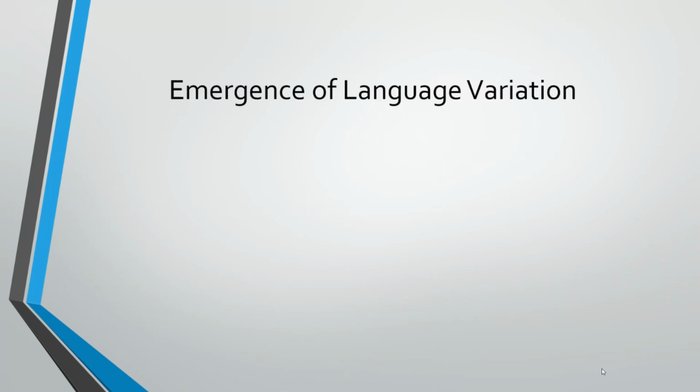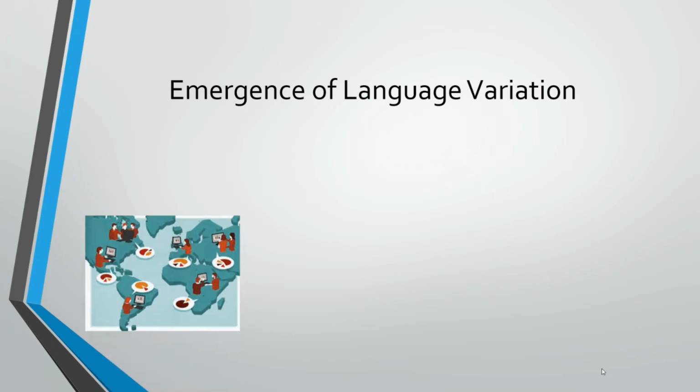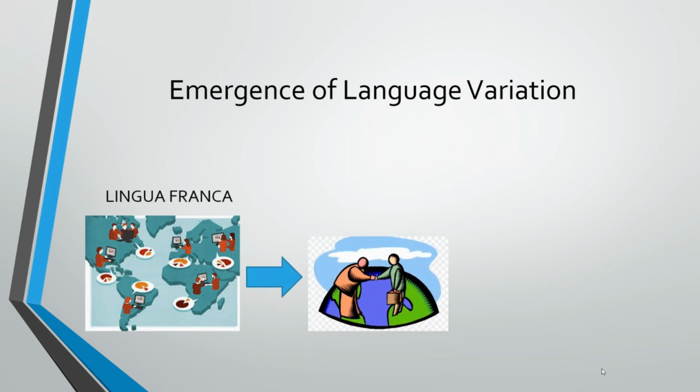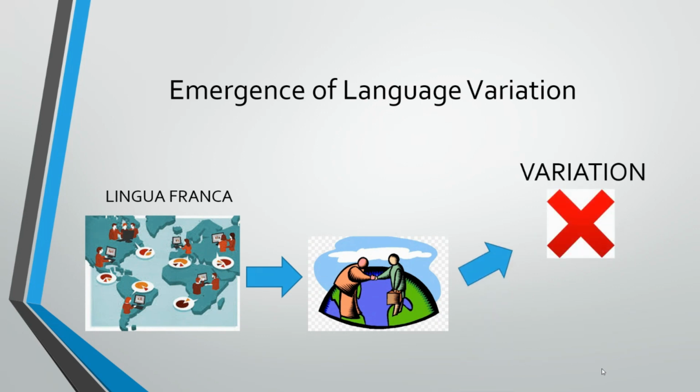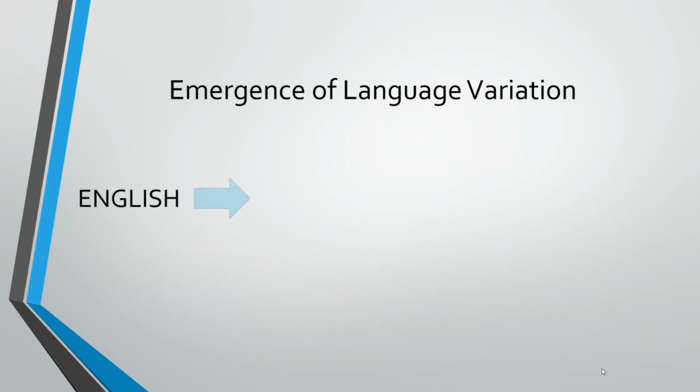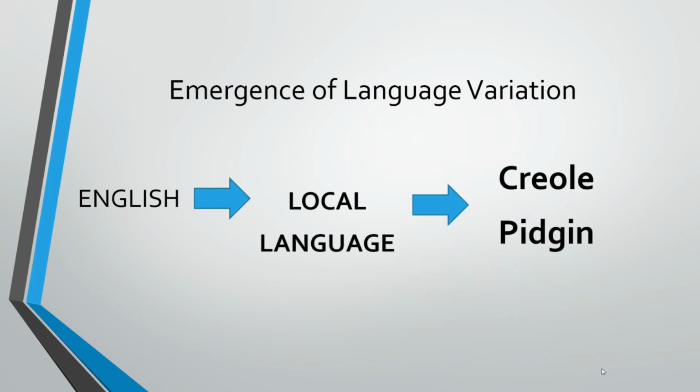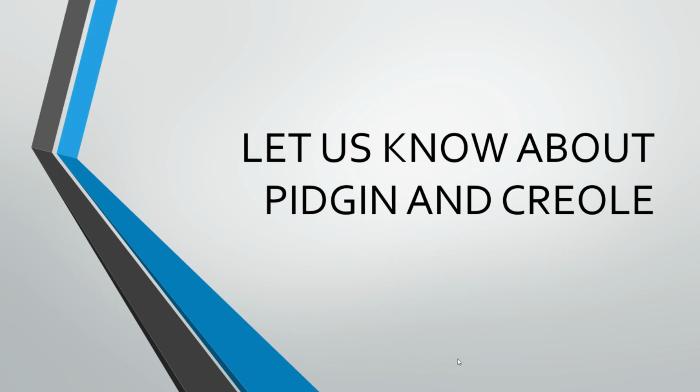With the situation, there is an emergence of language variation, since the language is a lingua franca for trade and other purposes. If language did not vary, there would be no need for standardization. English, melded with local languages, leads to the development of Pidgin and Creole. Let us talk about Pidgin and Creole.